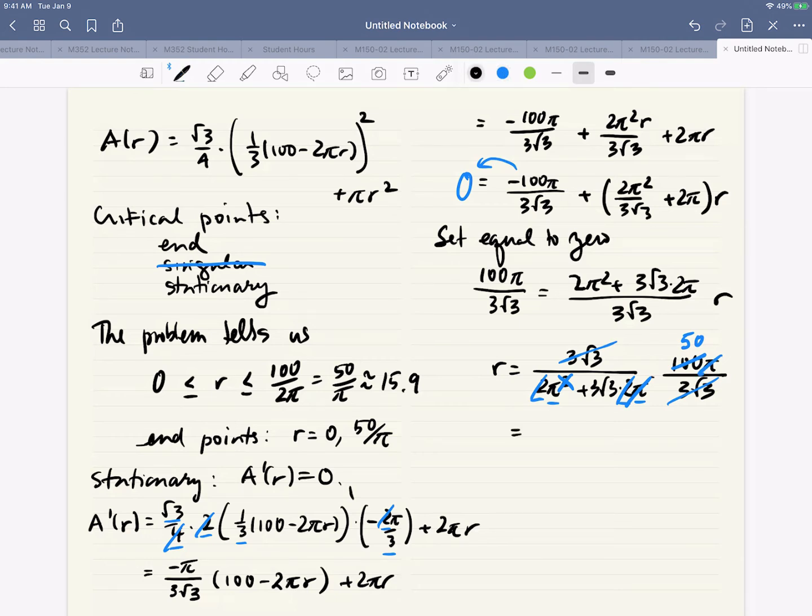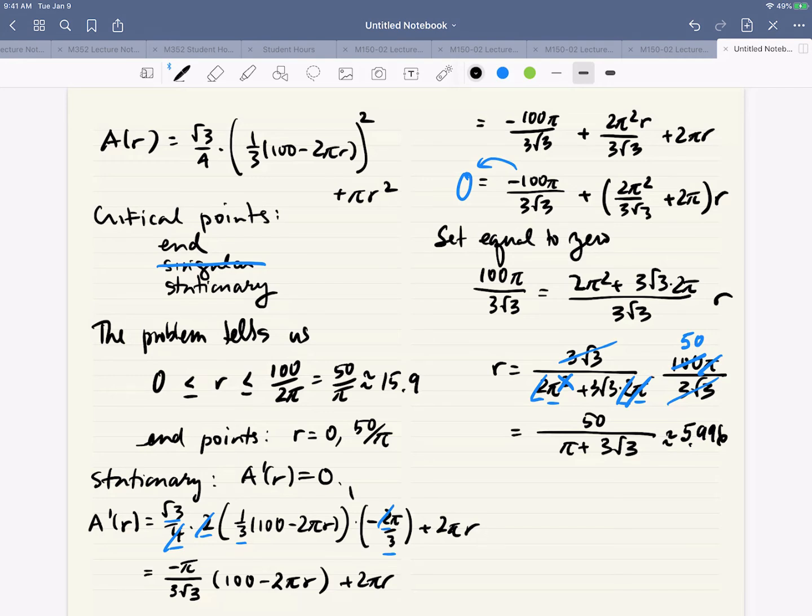So this is a lot of stuff happening here. I'm left with a 50 upstairs, and downstairs I have a pi plus 3 root 3. All right, let me throw this into my computer and see what this is. And this is approximately equal to 5.996, so almost 6. But this is my stationary point, it looks like.